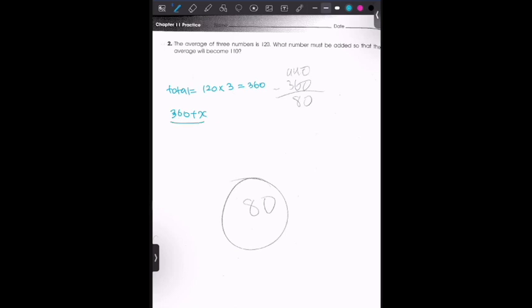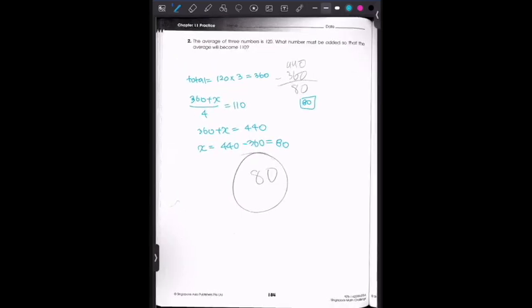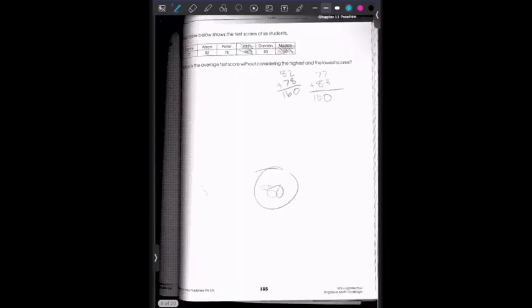And so since now that's 4 numbers, the average is going to become 110. And so we know that 360 plus x is 110 times 4, or 440. And so x is going to be 440 minus 360, which is going to be 80. So that tells us that the last number we added was 80. So we're now going to look at the next practice problem.